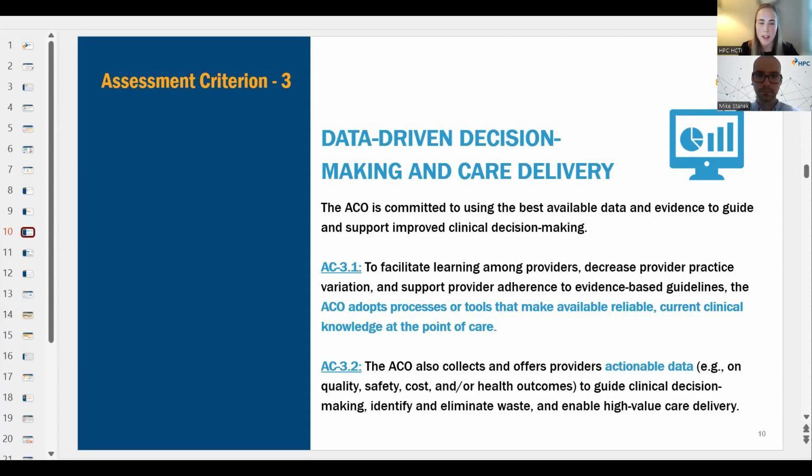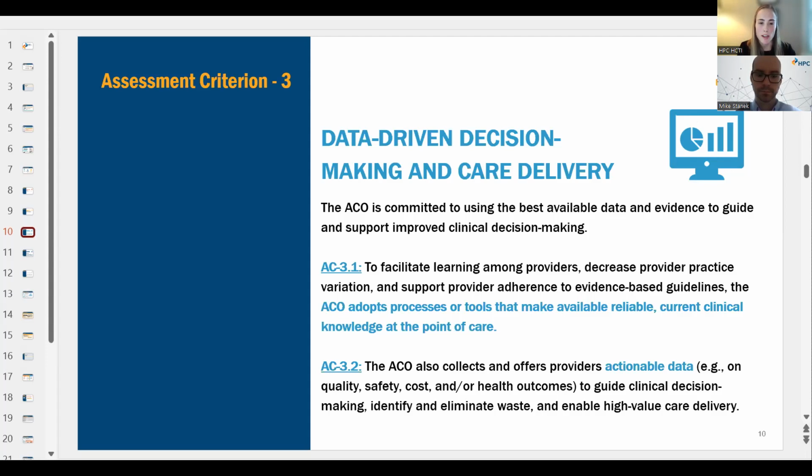So this could be through activities such as launching an initiative that's geared at reducing inefficiency or waste in the system, or practice provider variation. It could be through encouraging use of clinical decision support tools, or really other strategies that make evidence-based protocols or learning opportunities available to providers within the ACO. So that's the first part of this criterion.